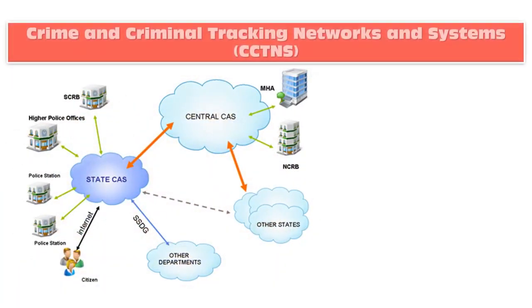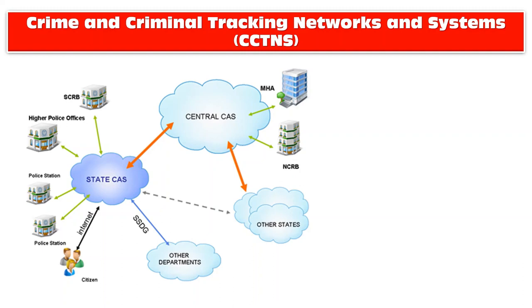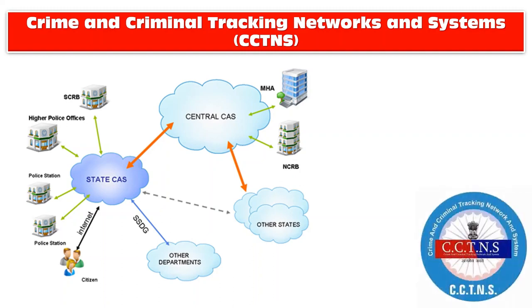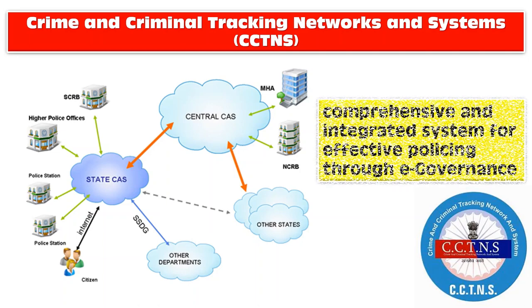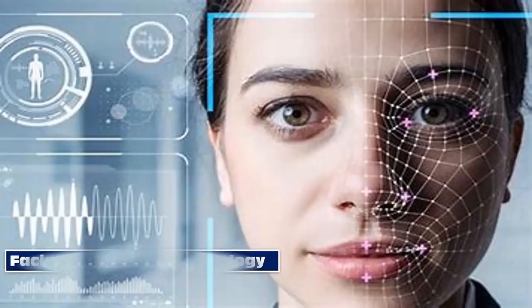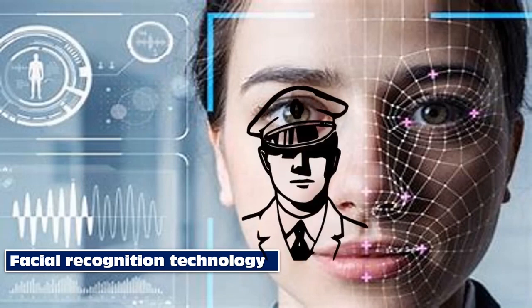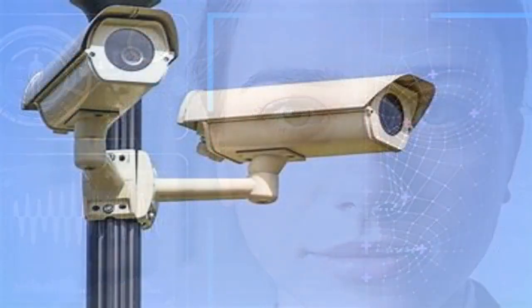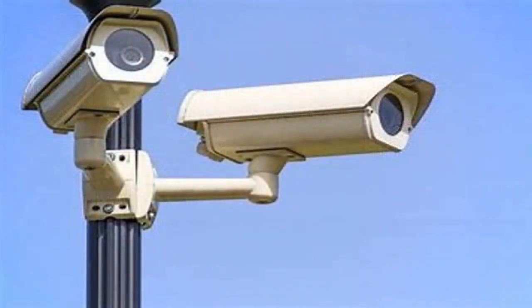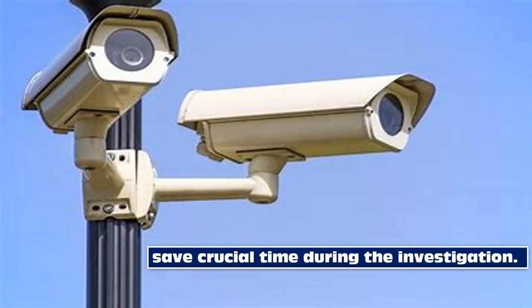NCRB already operates a project called Crime and Criminal Tracking Network System, in short CCTNS, for creating a comprehensive and integrated system for effective policing through e-governance. Presently, we have extensive facial recognition technology programs for smart policing deployed all across the country. Their integration with state and national level databases, including CCTV footage, can save crucial time during the investigation.